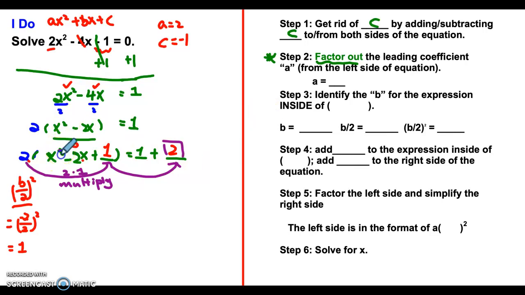This is 2 here. I just want to rewrite it. Okay. Up to here, we're going to simplify the right side because you can add those two numbers, right? So it's going to be 3 on the right side. On the left side, just copy that: 2 times x squared minus 2x plus 1.